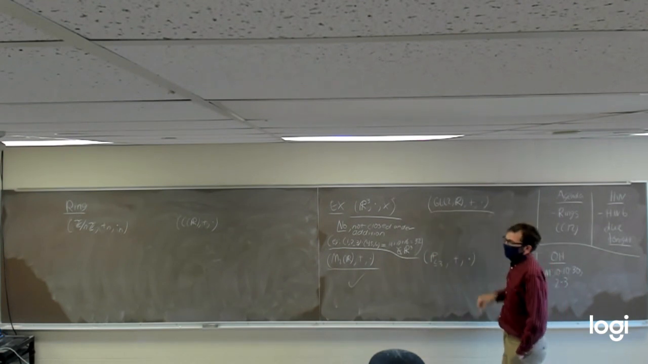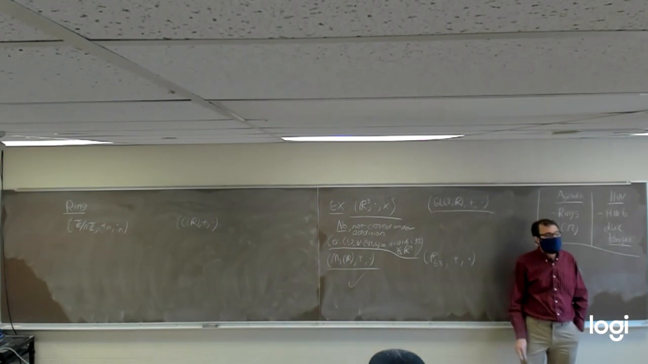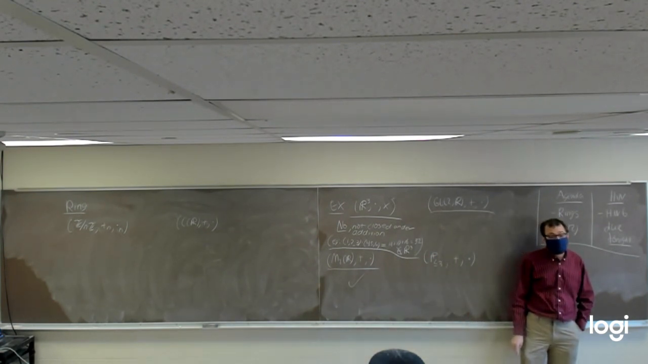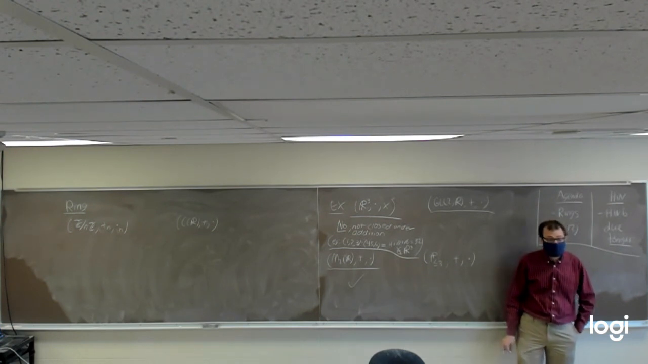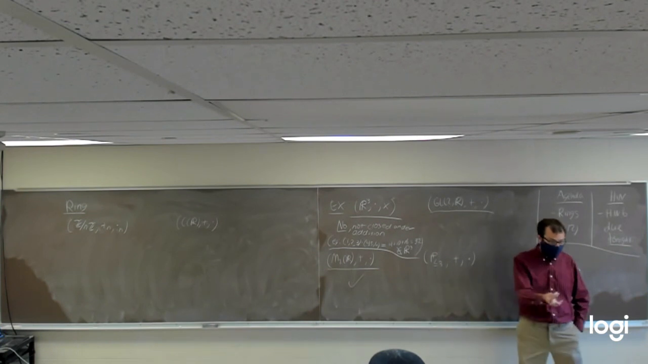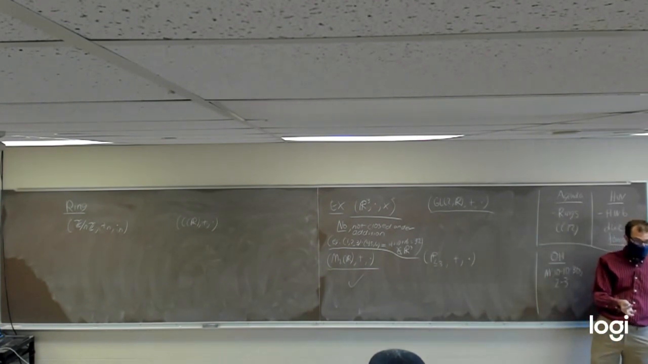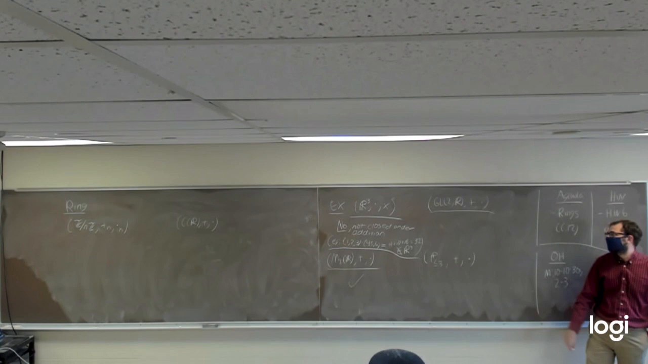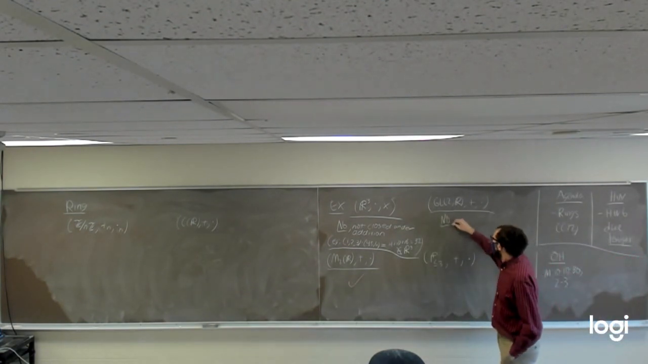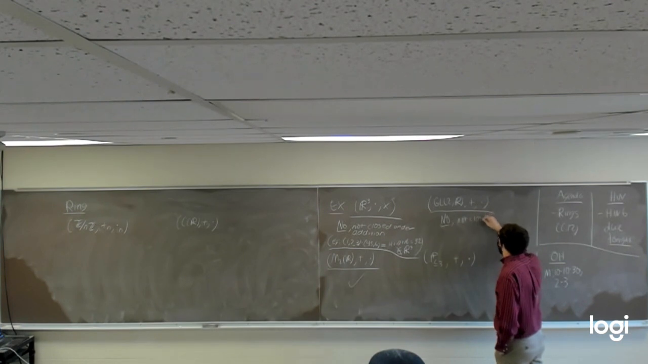How about GL2R? Our good old faithful friend GL2R, the set of all invertible 2 by 2 real matrices. Is that going to form a ring? No, because it's not closed under addition. Bingo. No, for the same reason as the last one. Not closed under addition.